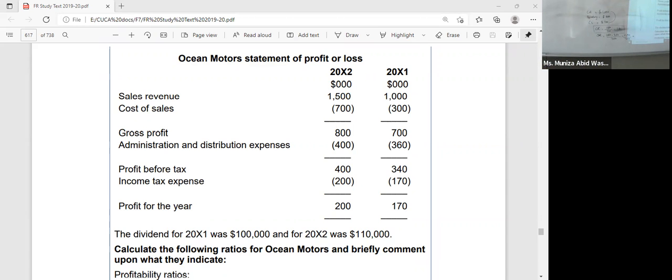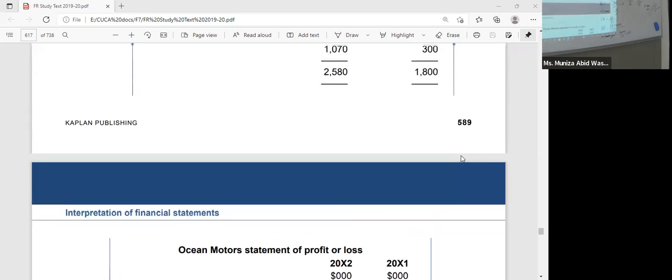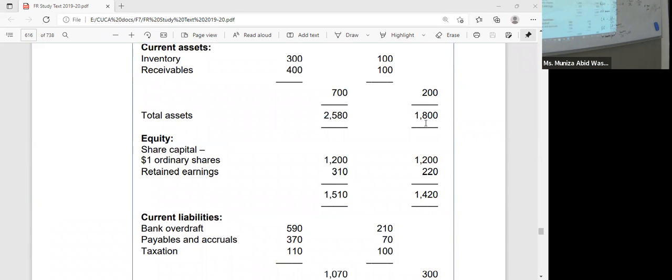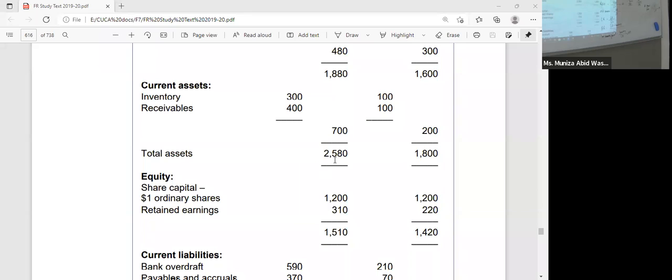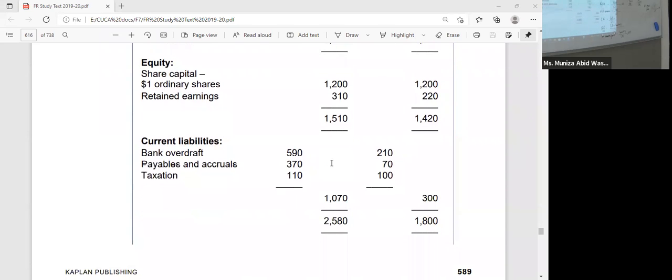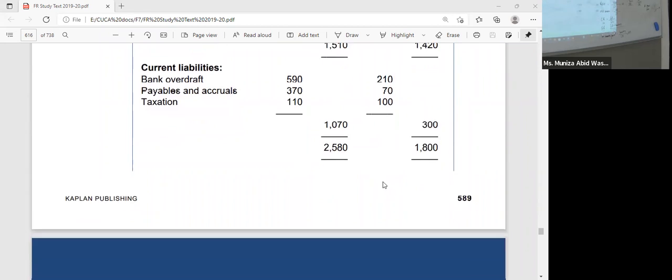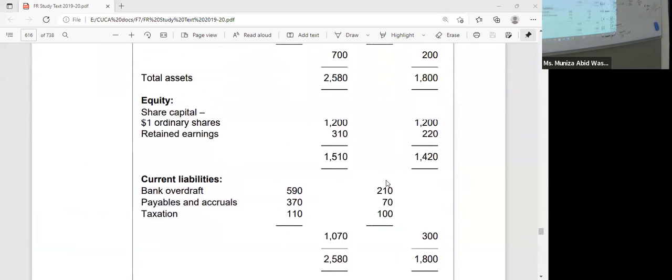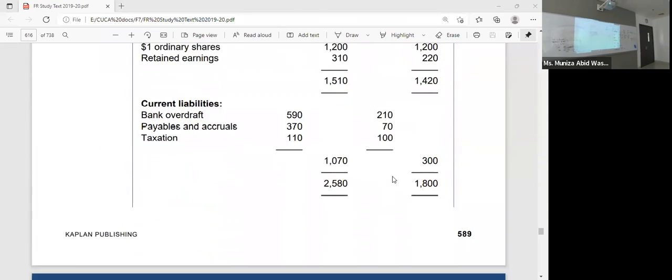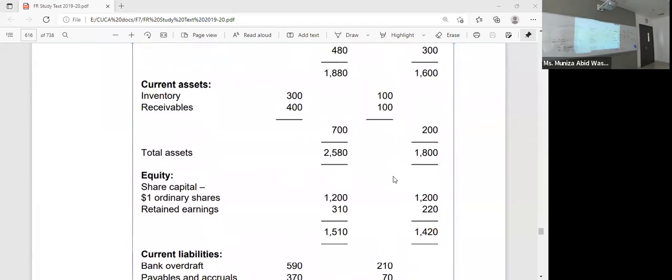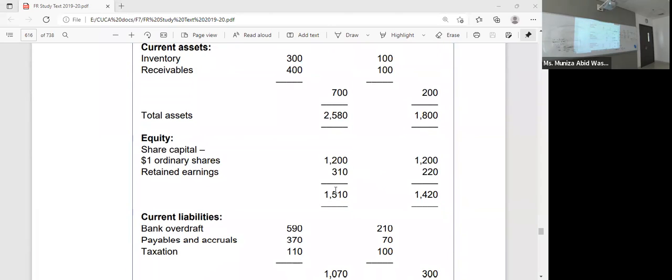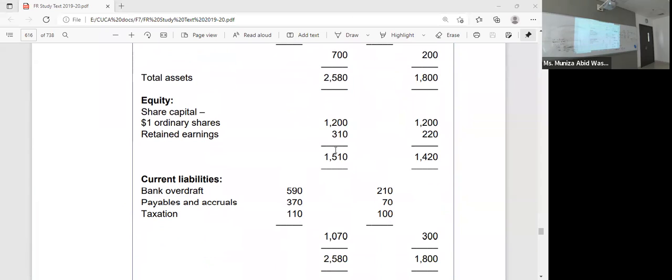Now, return on capital employed: profit before interest and tax divided by capital employed. Profit before interest and tax could be taken as 400 and 340 respectively. Whereas capital employed, what is the formula of capital employed? Total assets minus current liabilities, or non-current liabilities plus equity. So total assets 2580. These are the current liabilities, and non-current liabilities are not there. Only current liabilities are there. So either you can take only equity as the capital employed, or you can take equity plus current liabilities both.